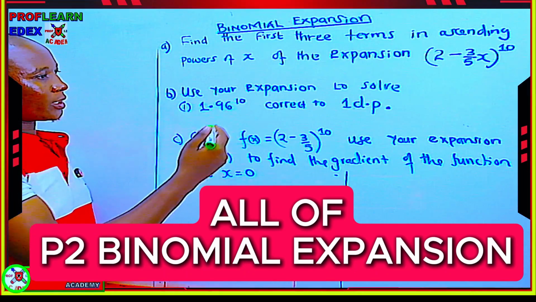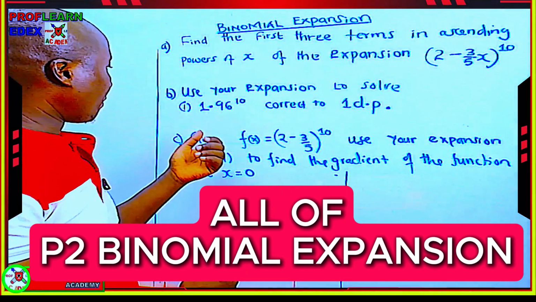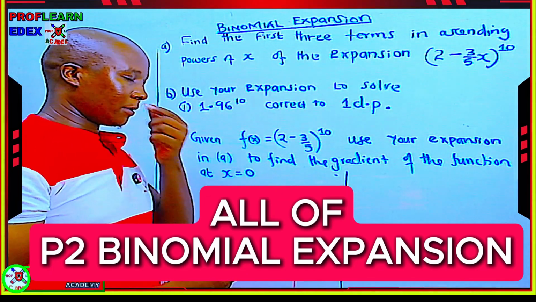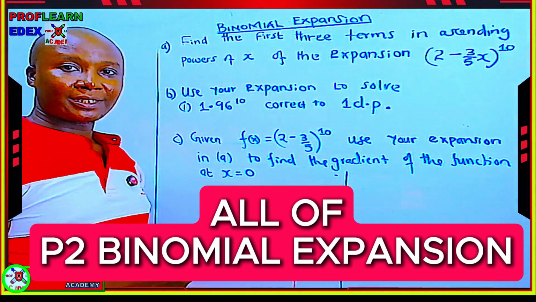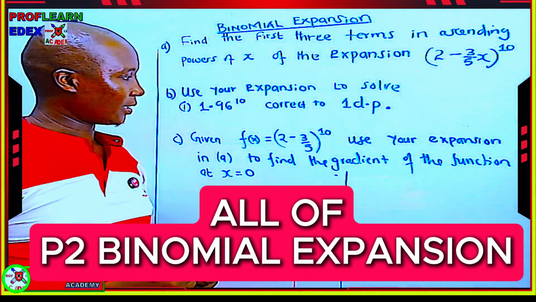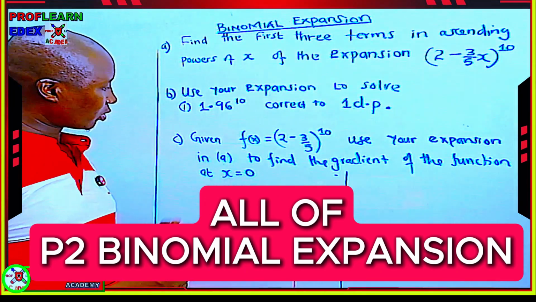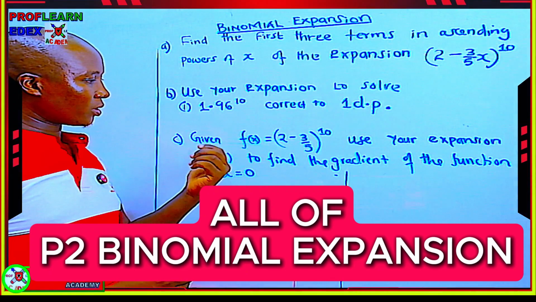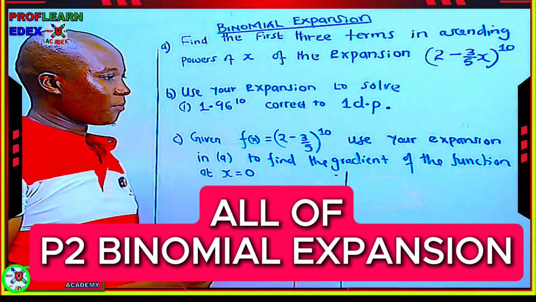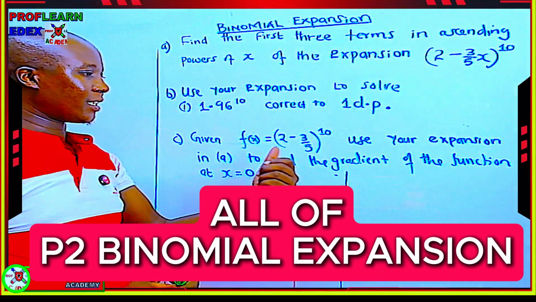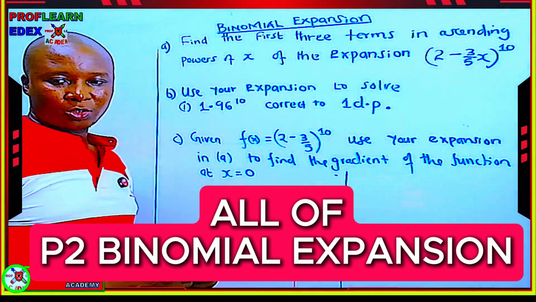Then you are supposed to use your expansion to solve this particular equation that we have here, which is 1.96 raised to power 10, correct to one decimal place. Once we have worked that out, we are also going to use the expression that f of x is equal to this particular expression we have here. Use your expansion to find the gradient of the function f of x at x equals 0.